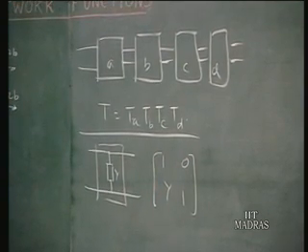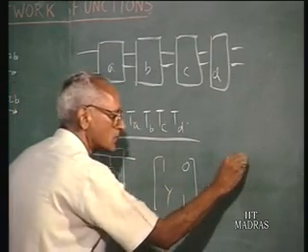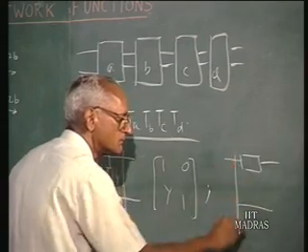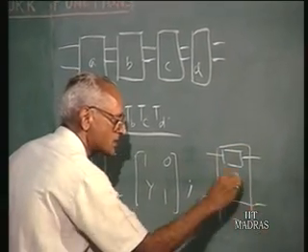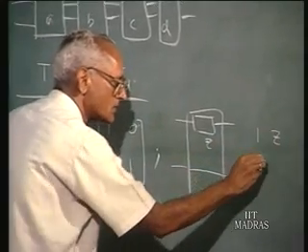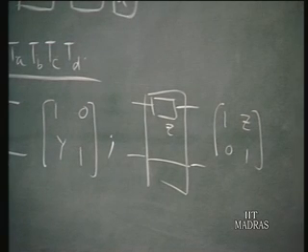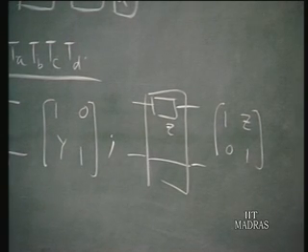Suppose you have a shunt element, the chain matrix of that is [1 0; Y 1]. On the other hand, if I have a series impedance Z like this, the chain matrix for this is [1 Z; 0 1]. So if you remember these two relations, the chain matrices are very simple for these networks.